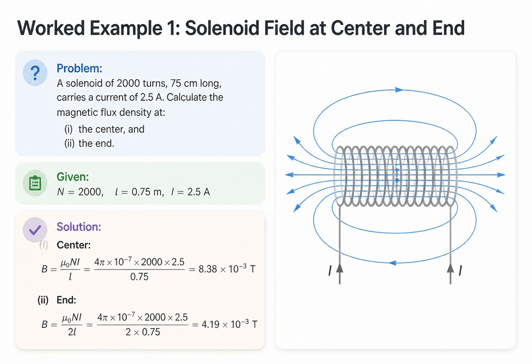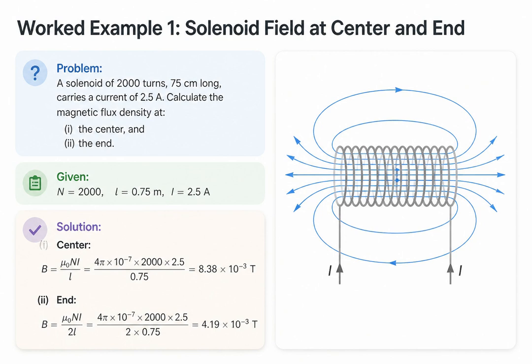Suppose we have a solenoid with 2,000 turns, a length of 75 centimeters, and a current of 2.5 amperes. First, to find the magnetic flux density at the center, we use our standard solenoid formula, B equals mu naught Ni over L. Plugging in our values, we get 8.38 times 10 to the minus 3 Tesla.